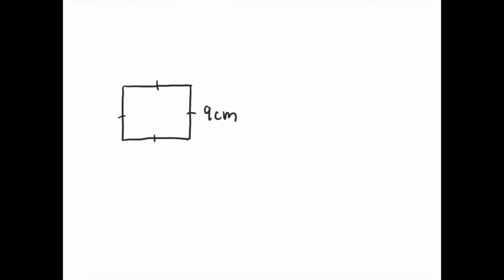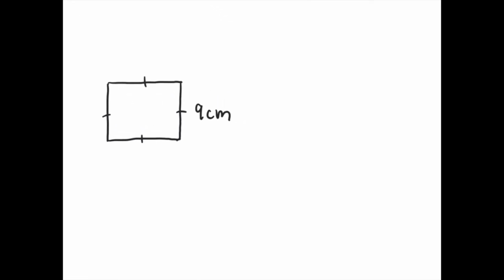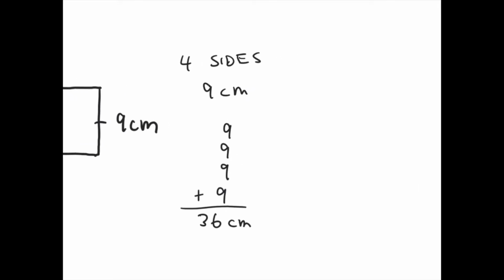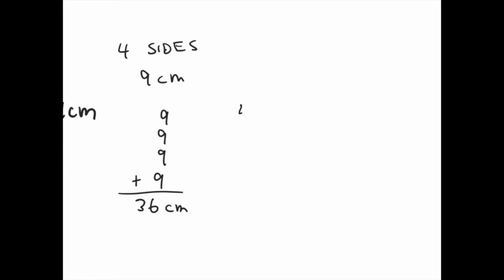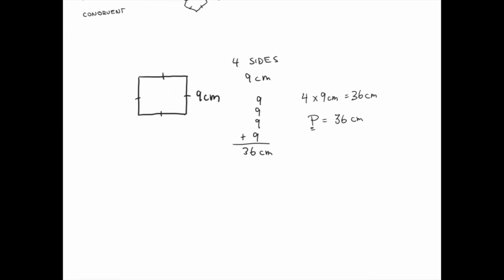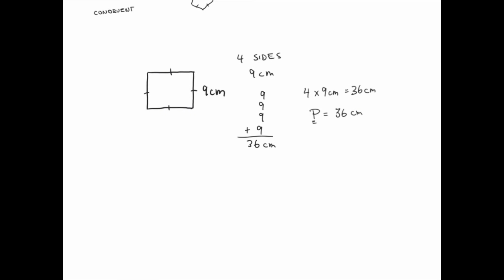So to find its perimeter, I just have to remind myself that there are 4 sides. Each is 9 centimeters. So I could do that a couple of ways. I could go 9 plus 9 plus 9 plus 9. I could add those together to get 36 centimeters. Or I could think using multiplication and say 4 sides times 9 centimeters equals 36 centimeters, and therefore the perimeter, P, is 36 centimeters.